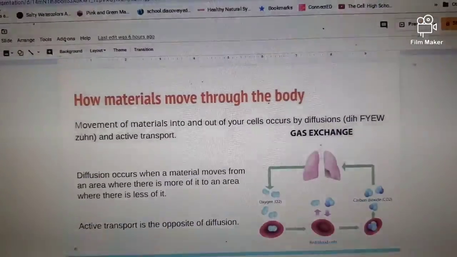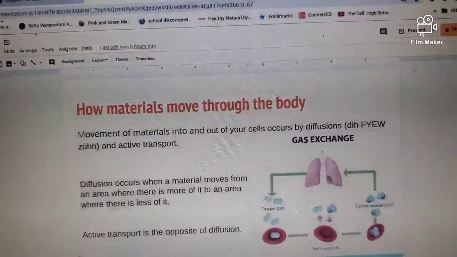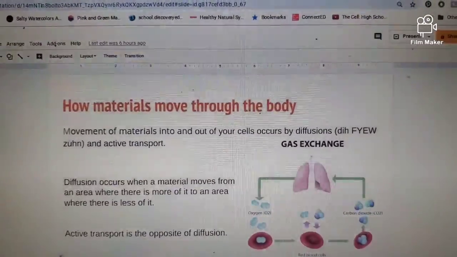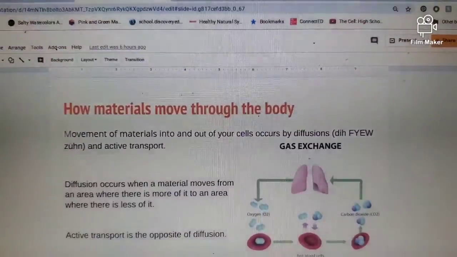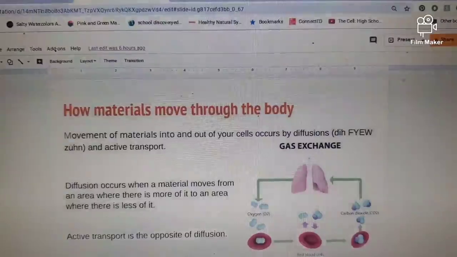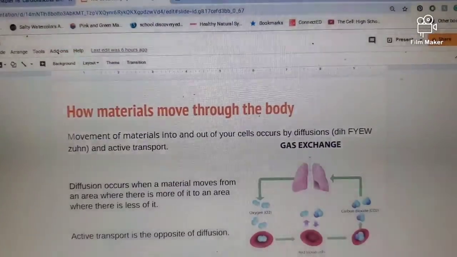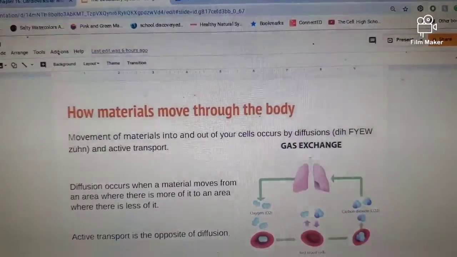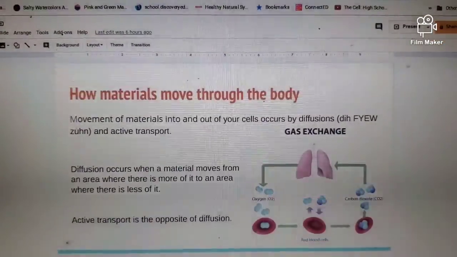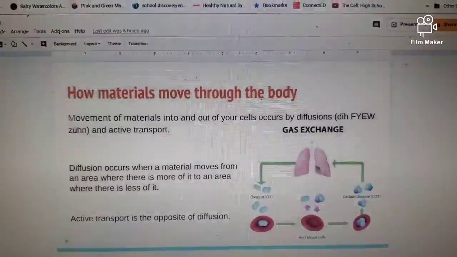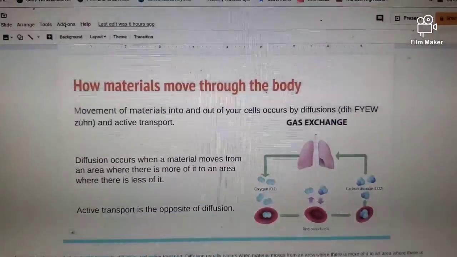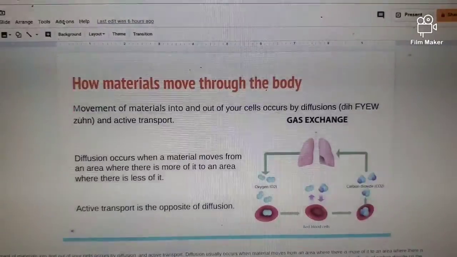Movement of materials into and out of our cells occurs by diffusion and active transport. Diffusion usually occurs when materials move from an area where there is more to an area where there is less, or from an area of greater concentration to an area of lesser concentration. For example, oxygenated blood has a lot of oxygen, but the body cells have an abundance of carbon dioxide. So the oxygen is left and the carbon dioxide is picked up.